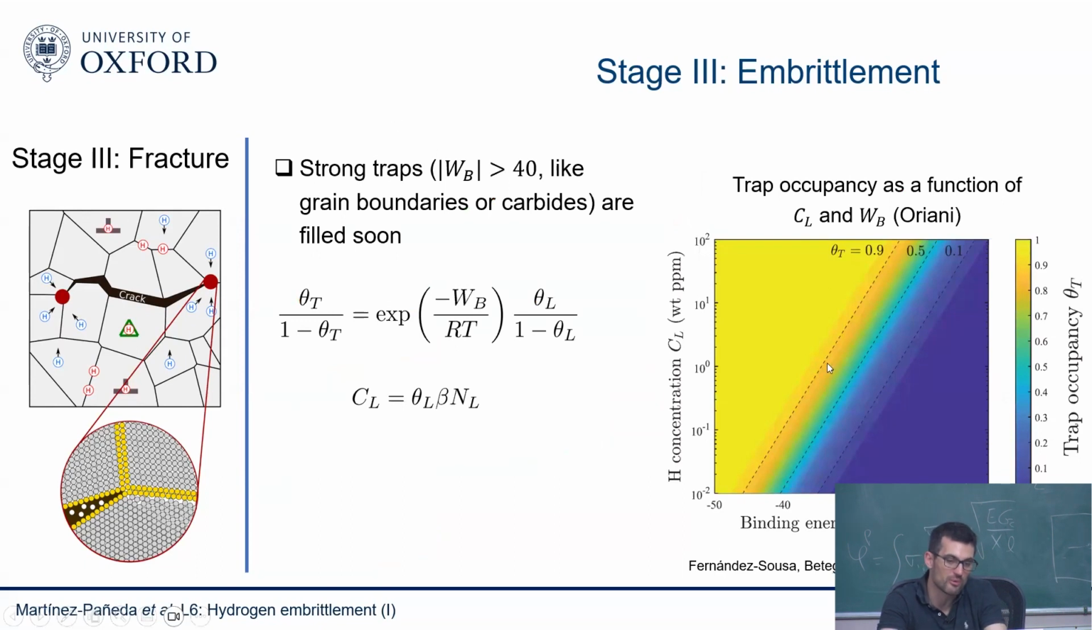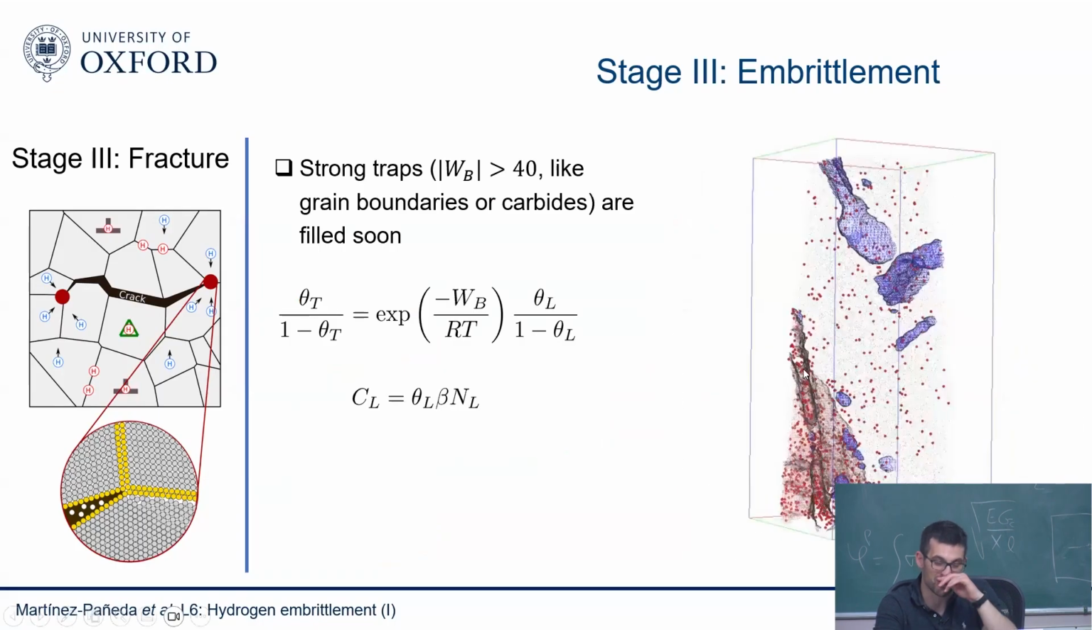And we know, for example, that for strong traps, such as grain boundaries, we are somewhere here. So remember the hydrogen concentration near the crack was going to be quite high. So it's likely that your interface is going to be pretty full. That's the idea. And this is what we see, by the way, in the APT, right? We see in the APT that the grain boundaries are actually full of hydrogen.